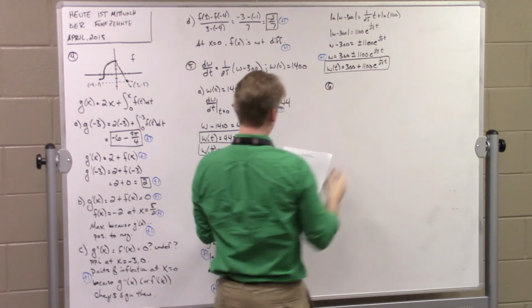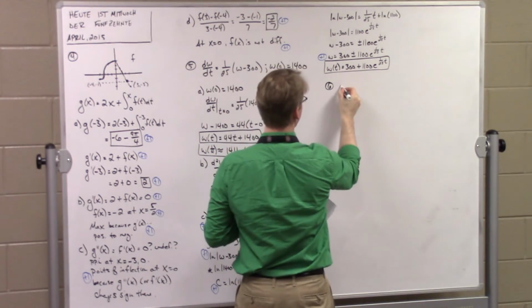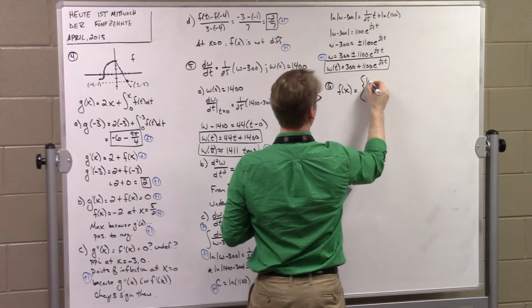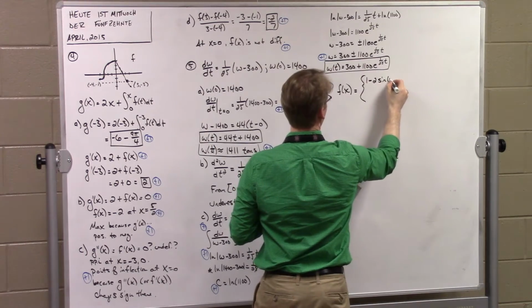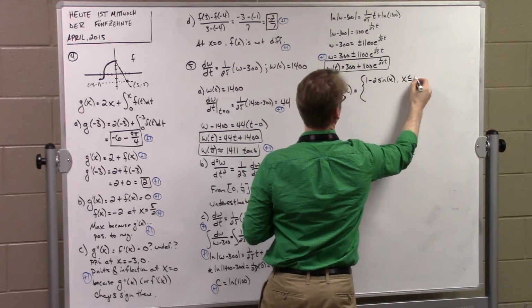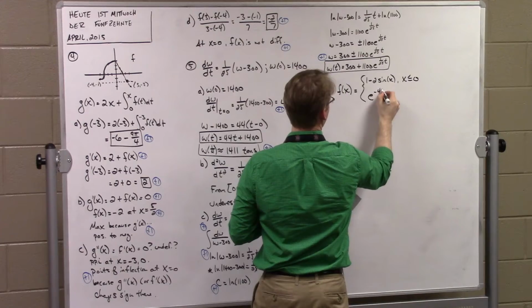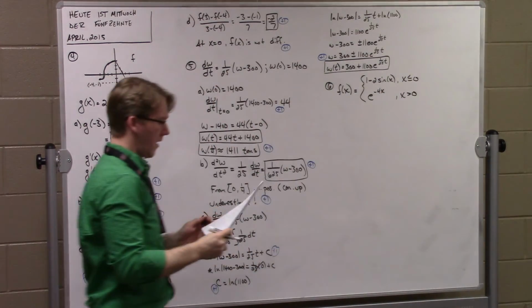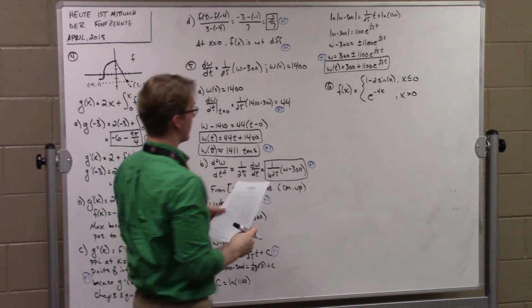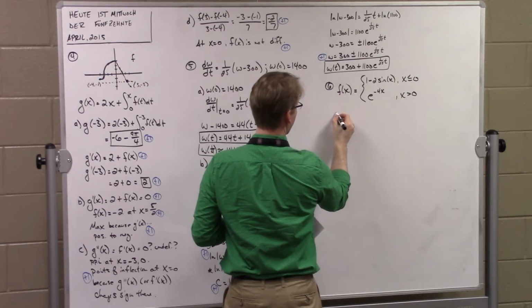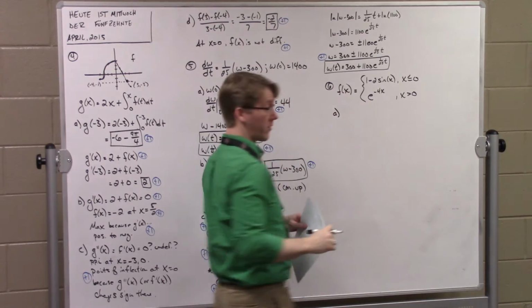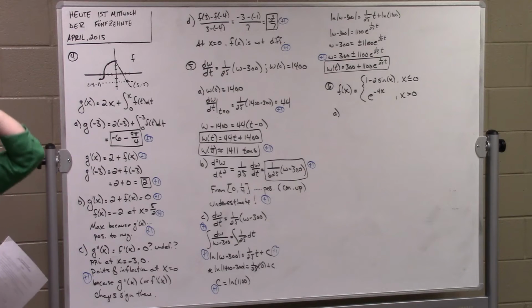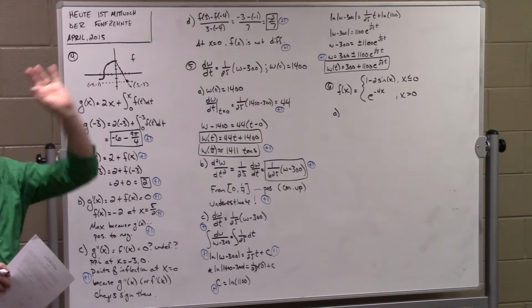All right, number 6. So they have defined f of x thus. Piecewise function, 1 minus 2 sine x when x is less than or equal to 0, and e to the negative 4x when x is greater than 0. All right, part A, show that f is continuous at 0, and when they mention the word continuity, you better throw in a limit. You don't get credit for continuity unless you mention limit somewhere. What's the definition of continuity? What has to happen? 3 things have to happen.